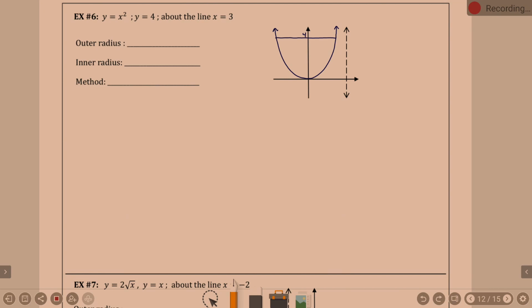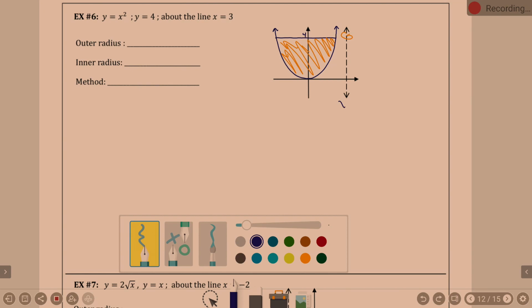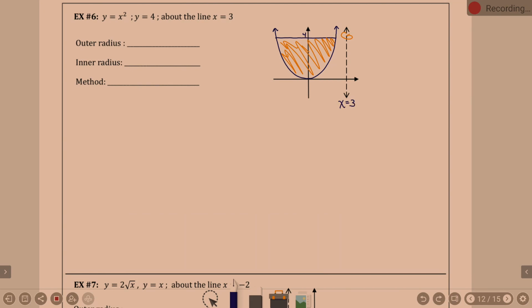And then the line x equals 3. So what is it that we are rotating about? About x equals 3, which is what she has in as that dotted line. There's nothing that says first quadrant only or anything like that, which is why we have to take the whole shape with us. Now, if they had also thrown in x equals 0 as a boundary, then we could just talk first quadrant. They didn't do that.